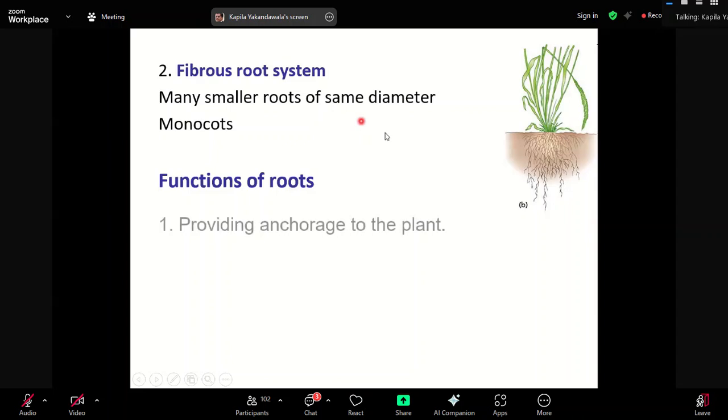Contrary to that, the other one is fibrous root system. Main trunk, if present, is not continued, but you get similar size, similar shape, large number of same diameter roots. And they form rootlets. Those are the fibrous systems. So, you know, monocots have fibrous root system, dicots have taproot system.